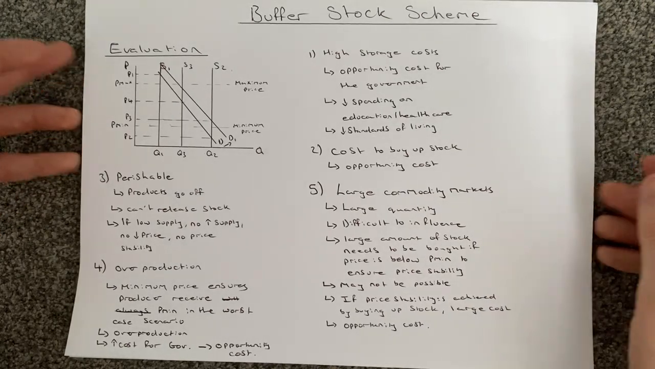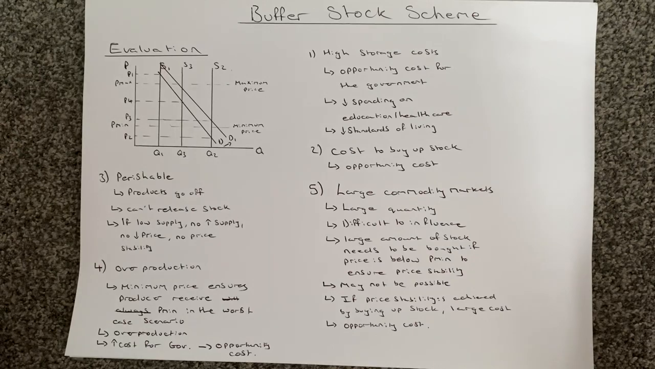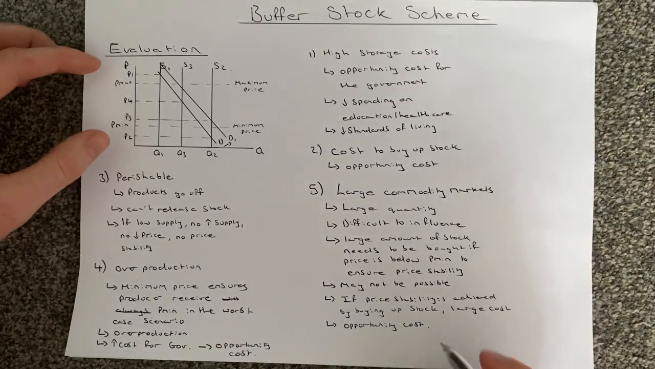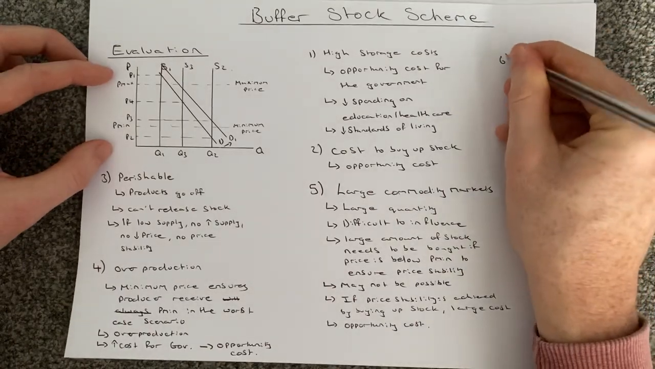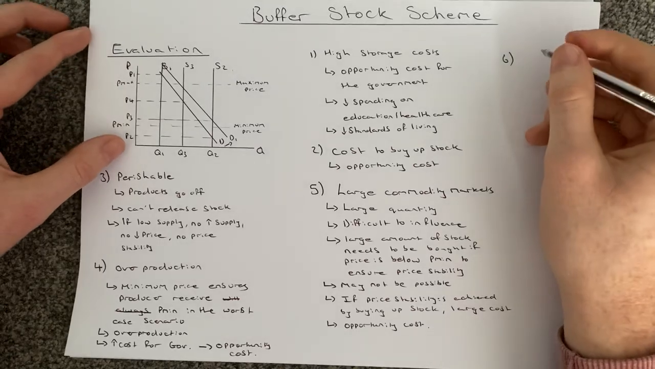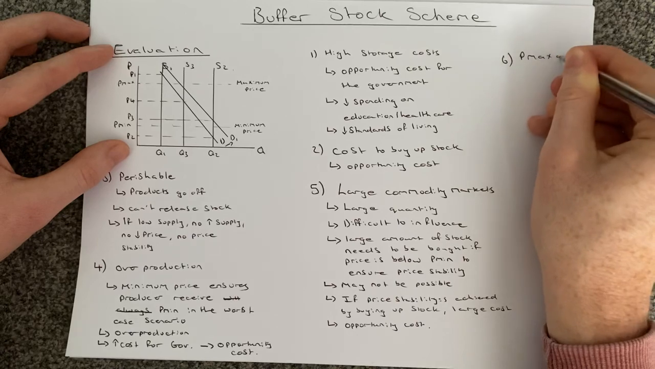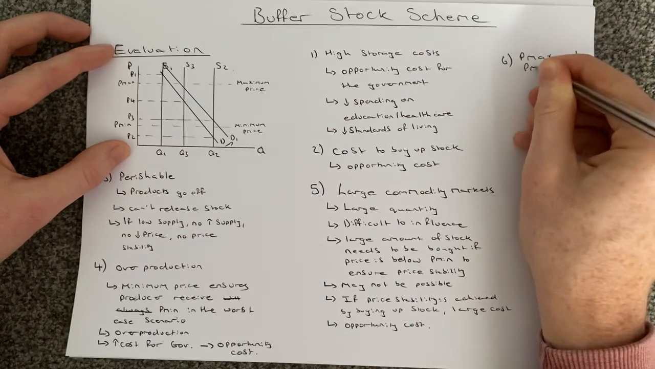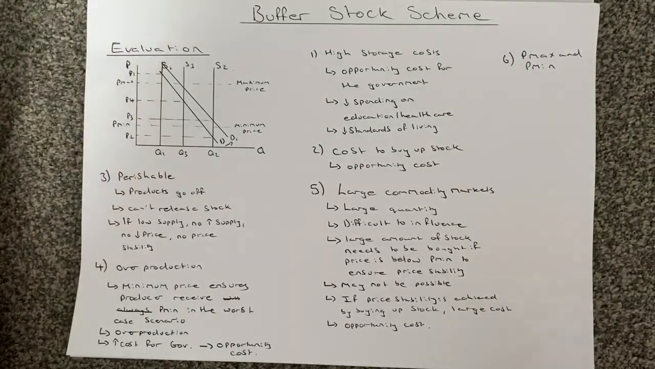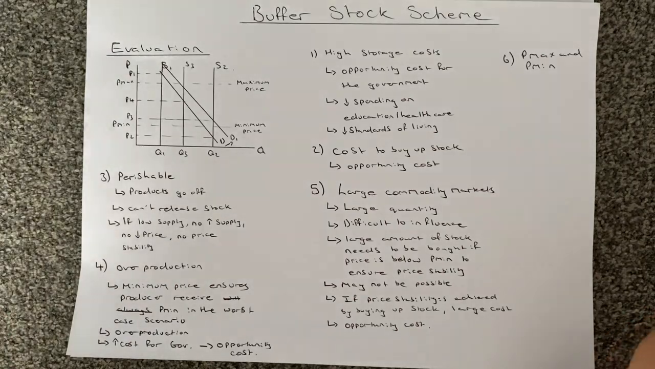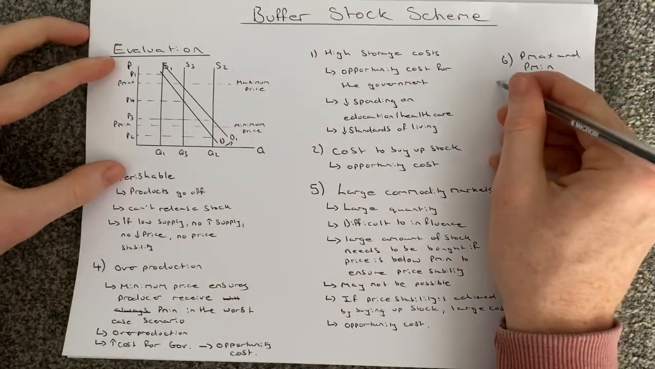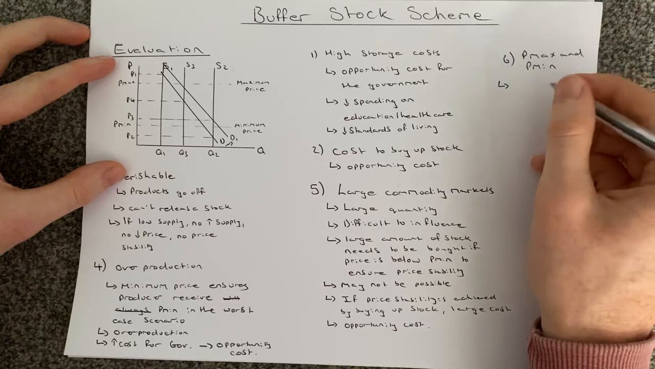And then finally, our final point to consider with regards to buffer stock schemes is Pmax and Pmin. Okay, so what do we mean by Pmax and Pmin? Well, this evaluative point refers to, what are they?